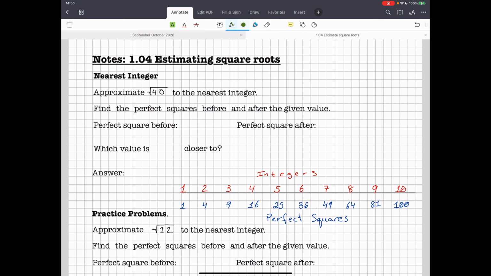Today we're going to learn a simple but effective way for approximating square roots to the nearest integer and then to the nearest tenth. In the first problem, we're looking at the square root of 40, and we want to approximate what integer that is closest to. So our first step will be to find the perfect square before 40 and the perfect square after 40.